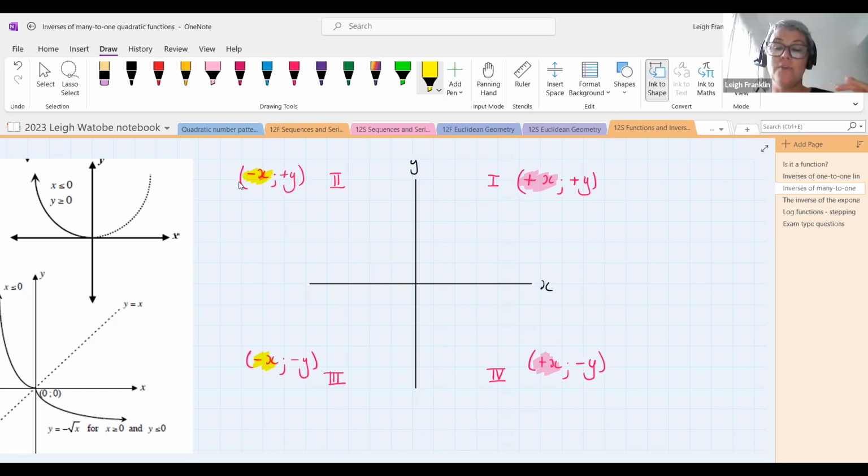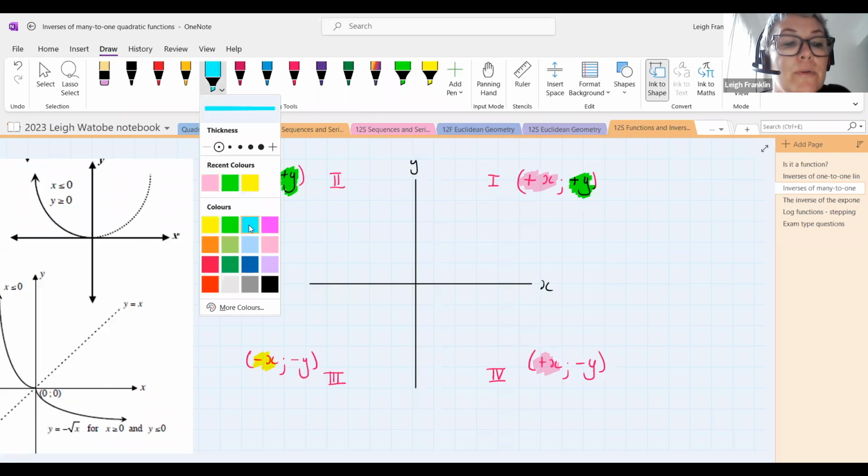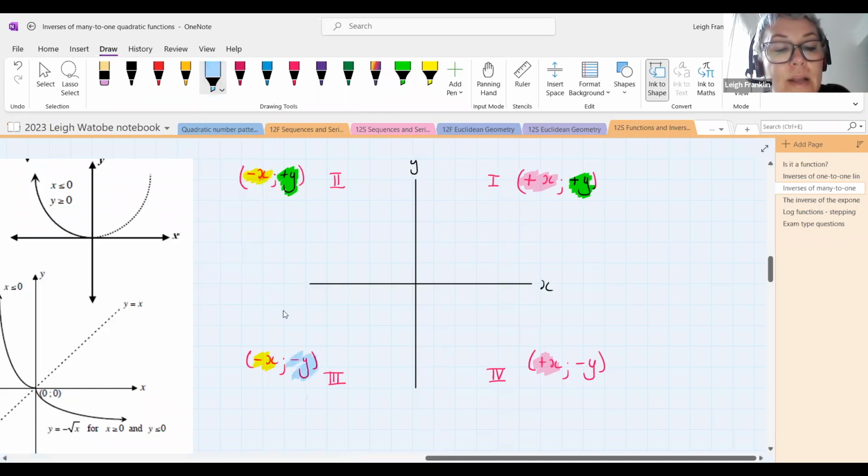Okay, as far as y is concerned, y is positive above the x-axis. Y is negative, let's use a different color here. Let's go with blue, maybe a softer blue. Y is negative below the x-axis.